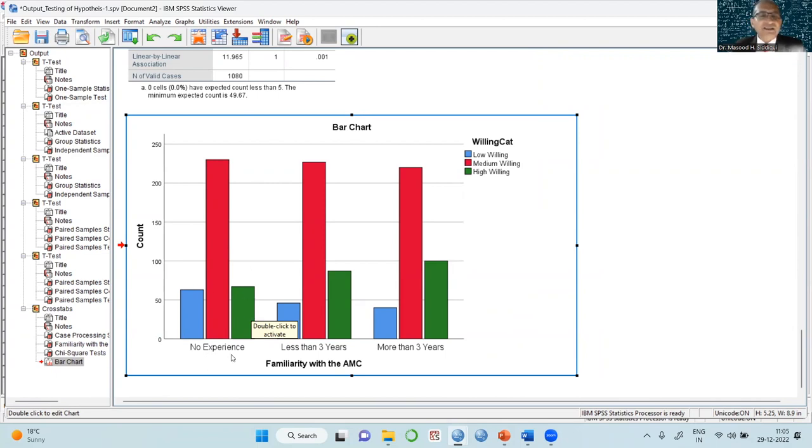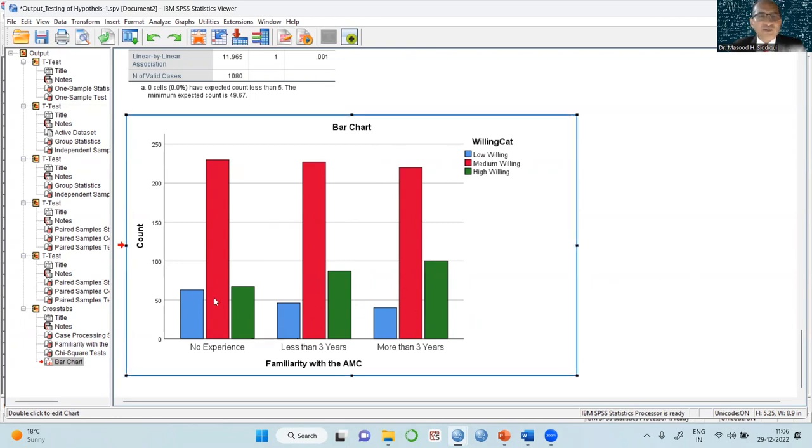This is no experience cluster. This is less than 3 years experience. This is more than 3 years experience. Means this is low familiarity, this is medium familiarity, this is high familiarity. And here, we will be having the three categories related to willingness. This blue bar is the low willingness, this red bar is the medium willingness, and this green bar is the high willingness.